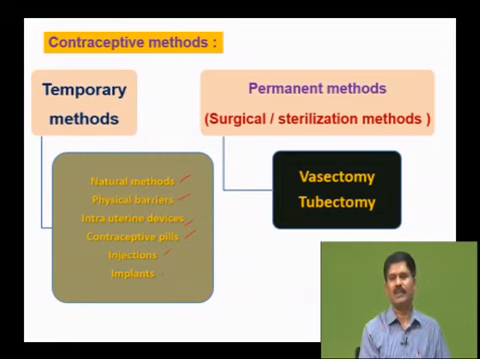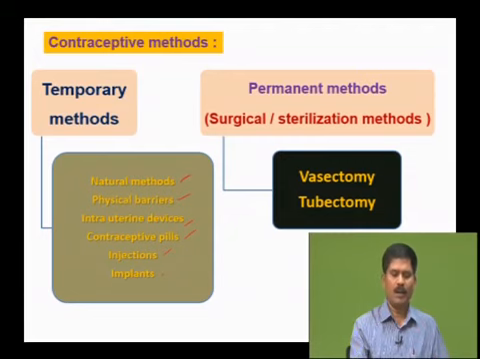And permanent methods are surgical methods. They may lead to complete sterility as reversibility is very poor with them. And two such permanent methods are sterilization procedures, namely vasectomy and tubectomy. Vasectomy in males and tubectomy in females.